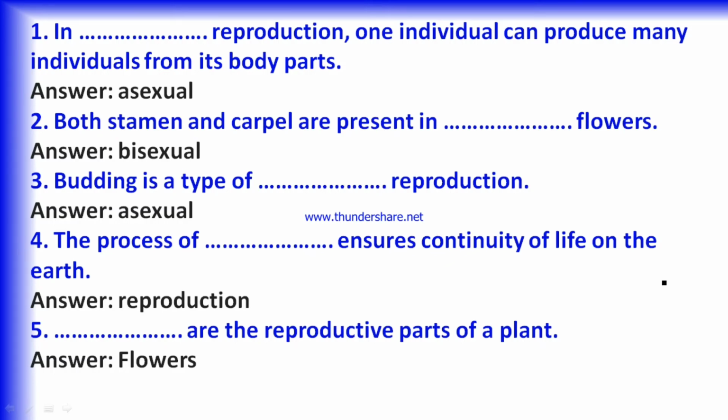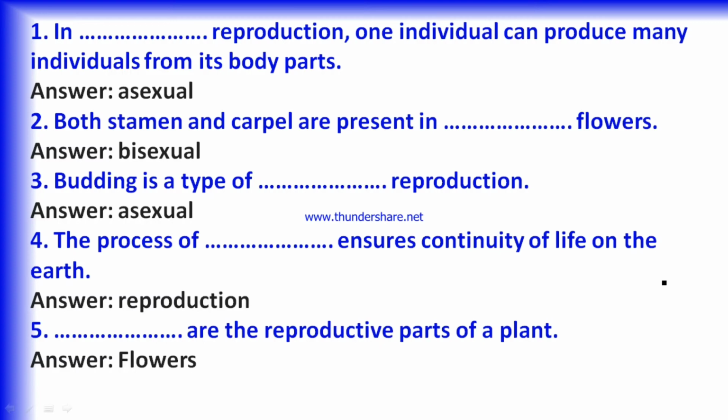First question, in dash reproduction, one individual can produce many individuals from its body parts. This process is known as asexual. I have already discussed what is asexual reproduction and what is sexual reproduction, so please check out the first part of this video and then do the MCQs.